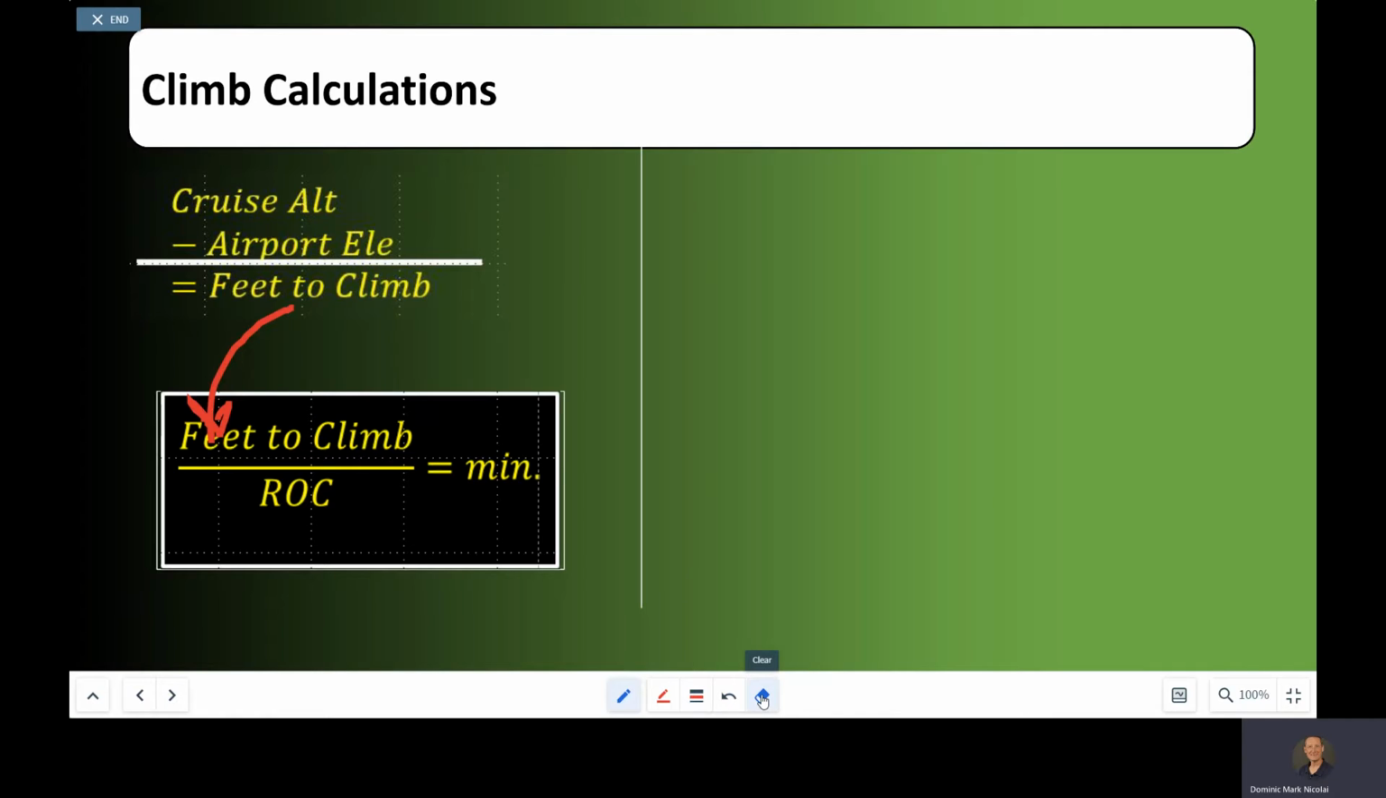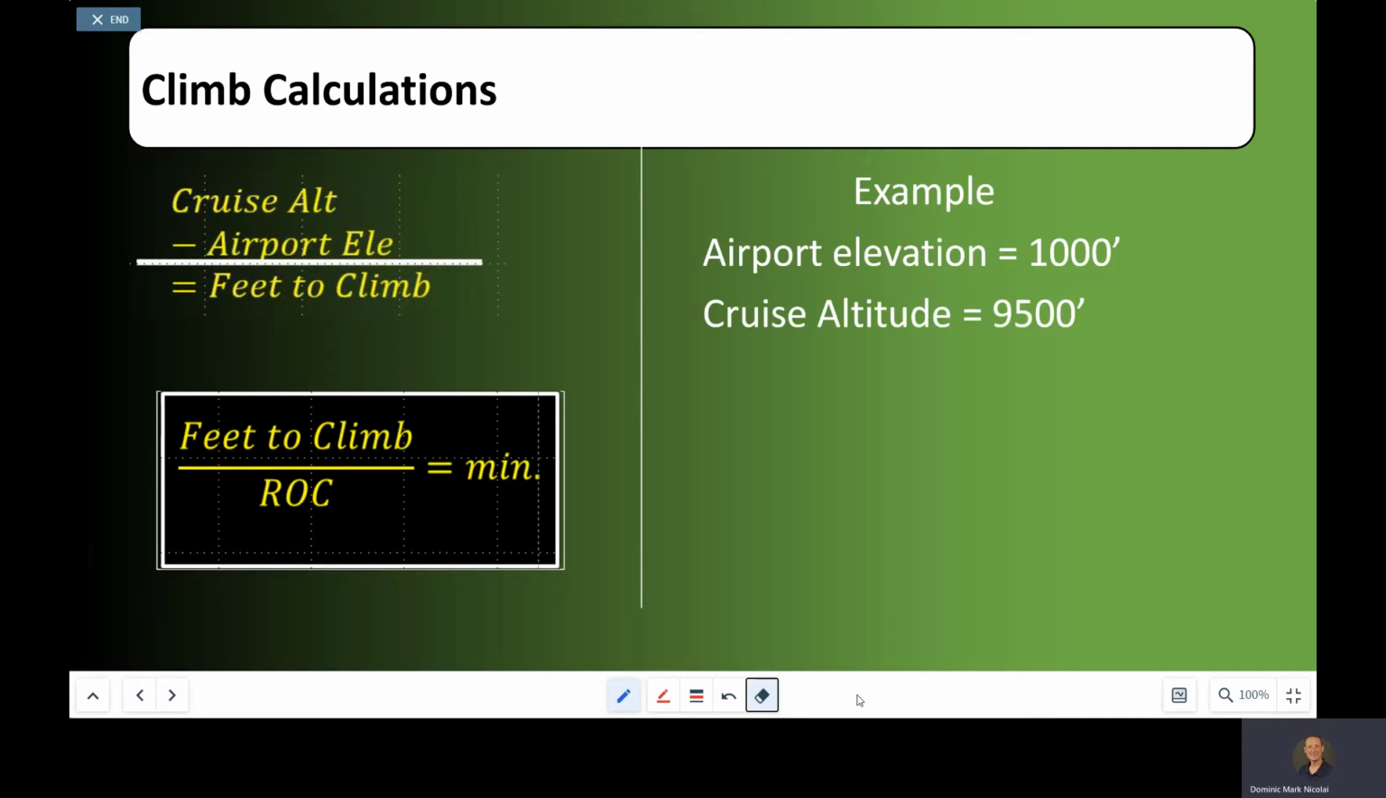When you find that answer, it's used as the basis for several different problems in the climb category. Just looking at an example here, with an airport at an elevation of 1,000 feet, going up to a cruise altitude of 9,500 feet, and using an average rate of climb of 500 feet per minute. I'll give you a real easy one today.